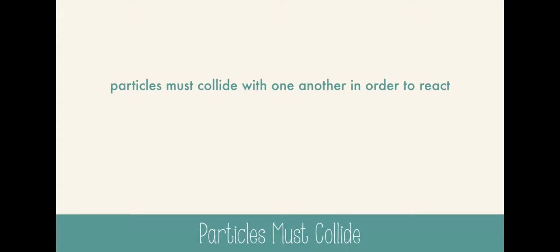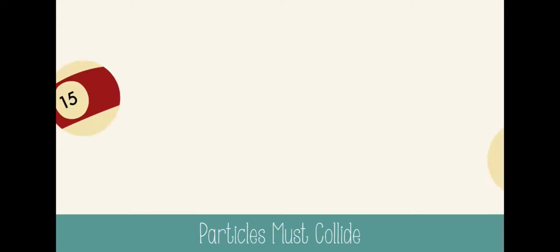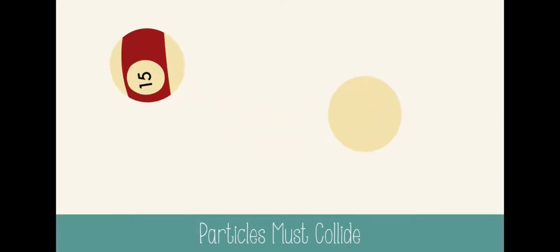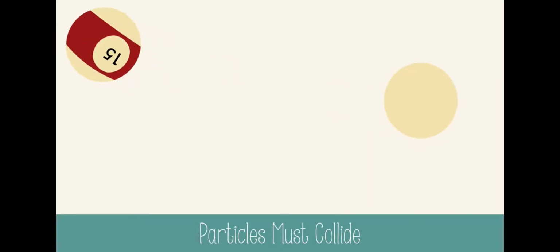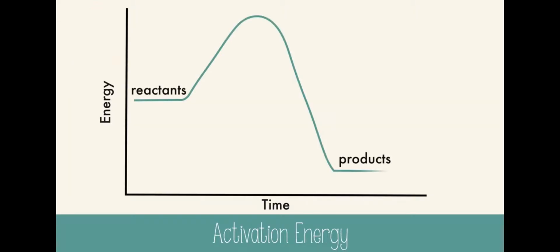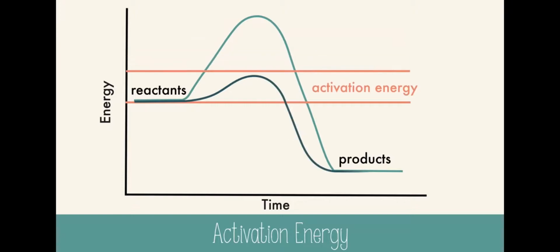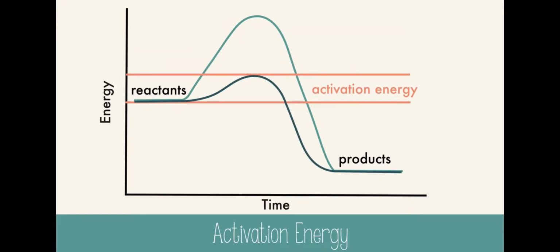order to react. Most particles will act like billiard balls in a game of pool, and when they collide, they bounce off each other. The collision itself isn't all that's needed for a reaction to occur. The particles also need to have enough energy, enough speed, to break and form new bonds when they collide. The minimum energy required for a reaction to occur is called the activation energy. Some reactions require very little, and some need a lot more to get started.